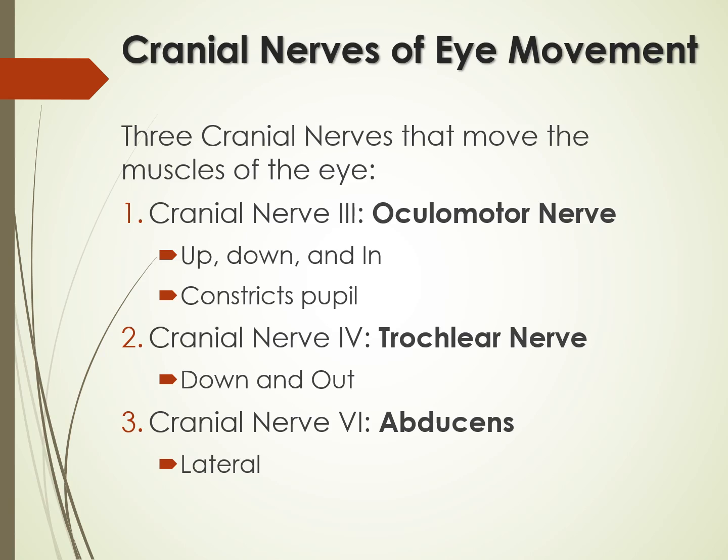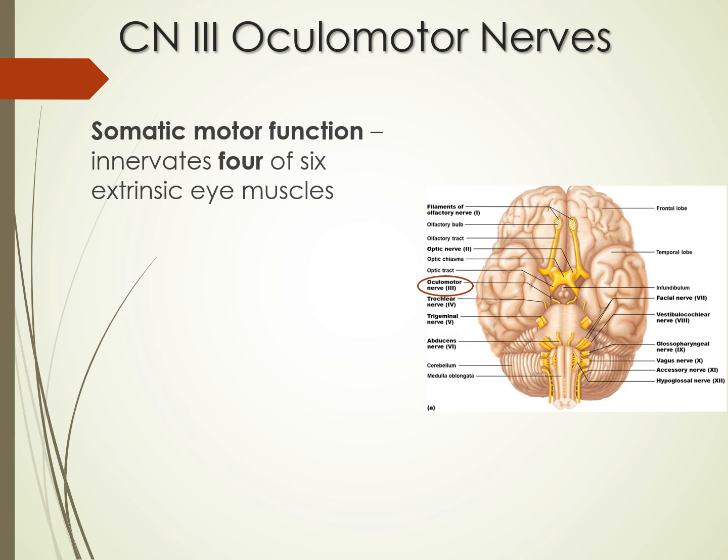Now, the trochlear nerve does down and out, which is one specific movement. And we'll talk a little bit more about these eye movements when we talk about the muscles of the eye in our special senses lecture. So again, just be more familiar with the three muscles that move the eye and not necessarily what they innervate specifically just yet. And last but not least, the abducens nerve, which is lateral movement of the eye. So all these together are going to create all of our eye movements.